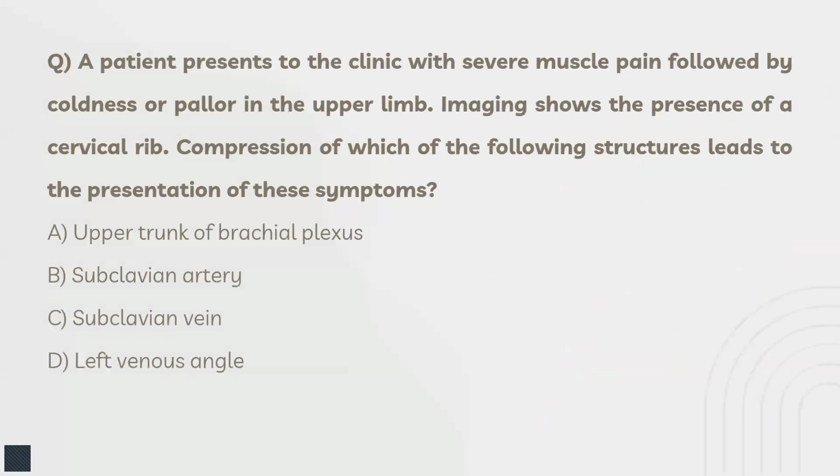A patient presents to the clinic with severe muscle pain, followed by coldness or pallor in the upper limb. Imaging shows the presence of a cervical rib. Compression of which of the following structures leads to the presentation of these symptoms? You can just type in the chat.